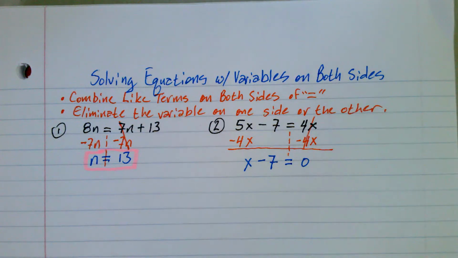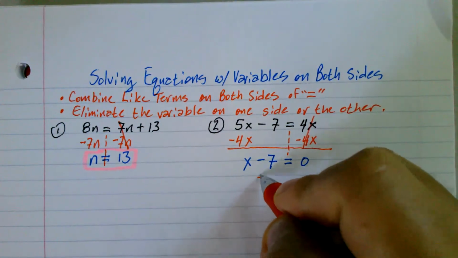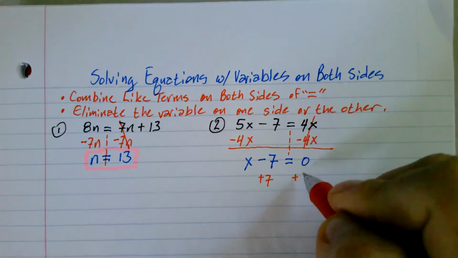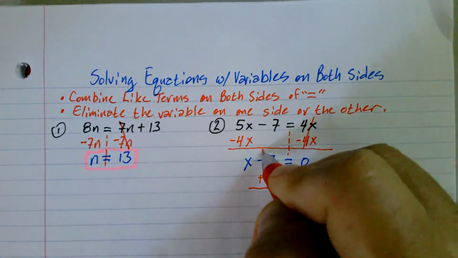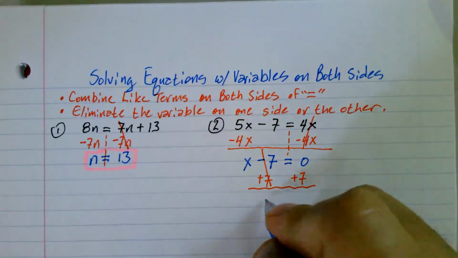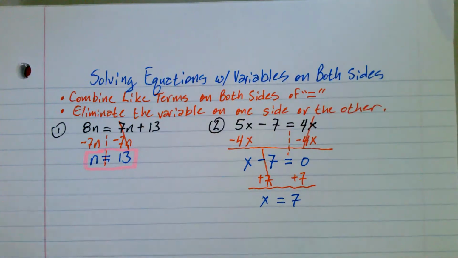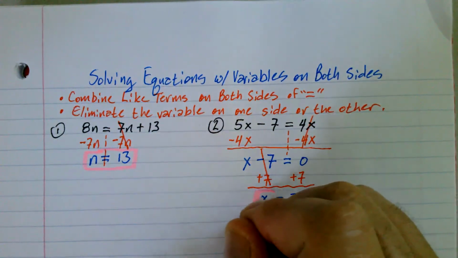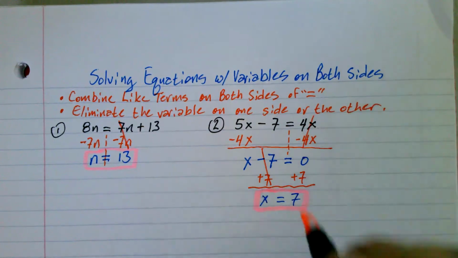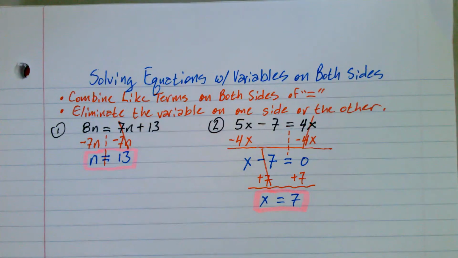I want to get x by itself, guys. I want to get rid of minus 7. Yeah. Add 7. And I get my final answer, x equals positive 7. We remove the constants. Exactly. Okay. So 0 plus 7 is 7. X is 7.